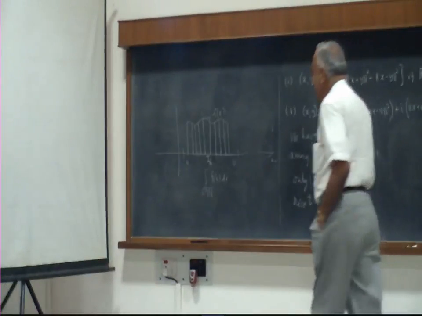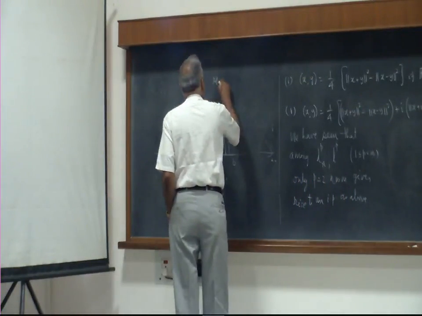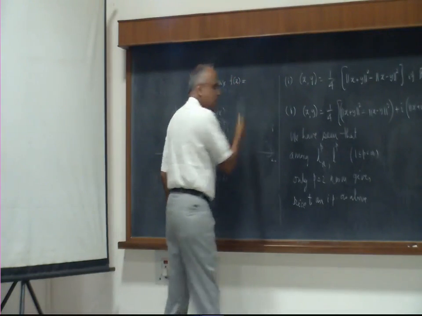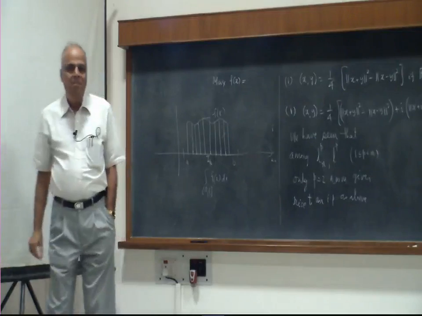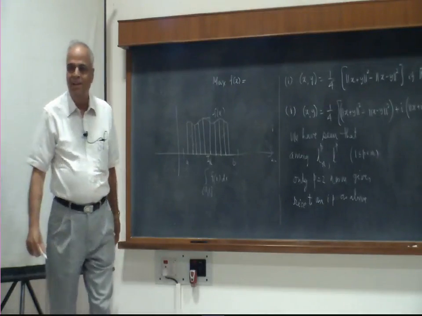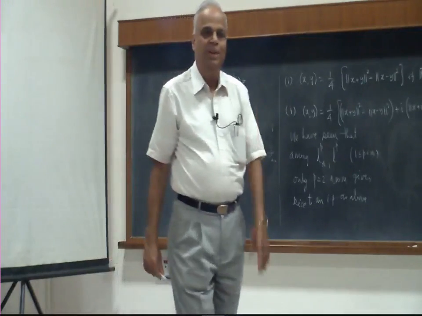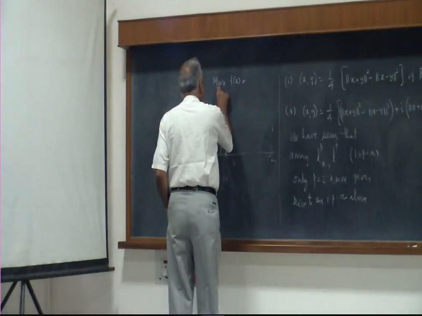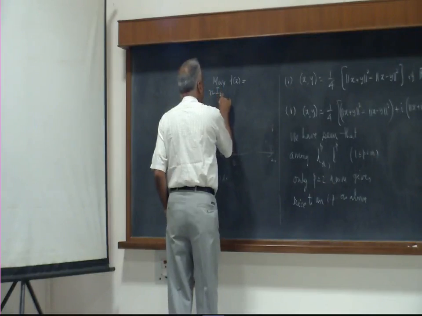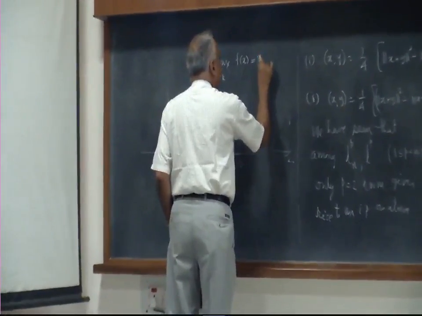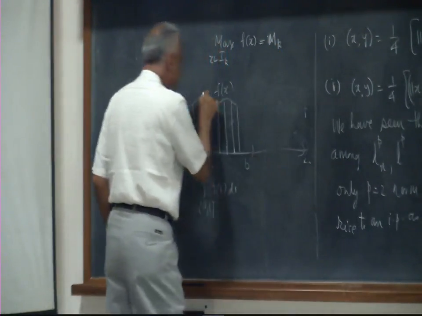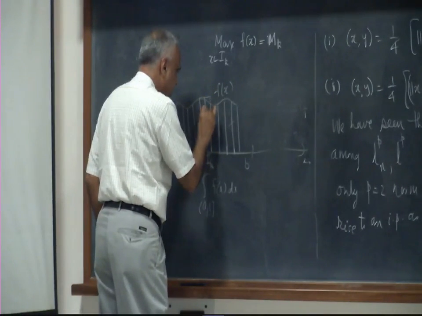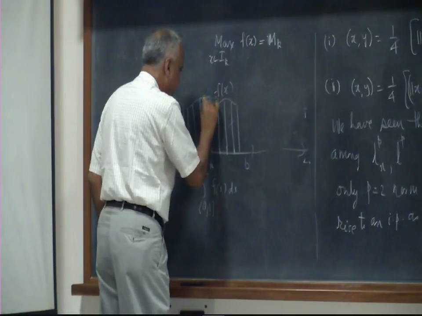So let's say the maximum of f(x), let's assume now, therefore we must assume they exist. It's a bounded function. Okay, the max, that's why Riemann could integrate only bounded functions. Maximum of f(x) in the interval I_k, let's call it capital M_k. So that height is M_k. This height is M_k.